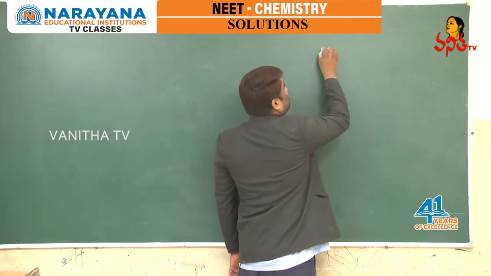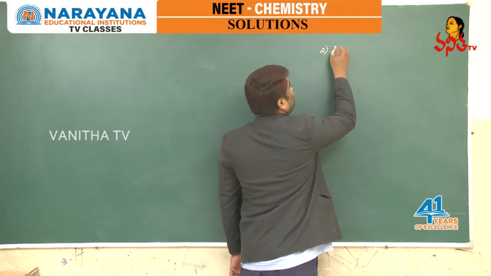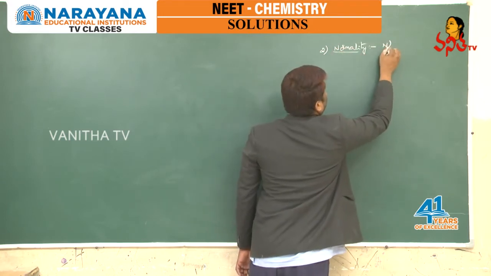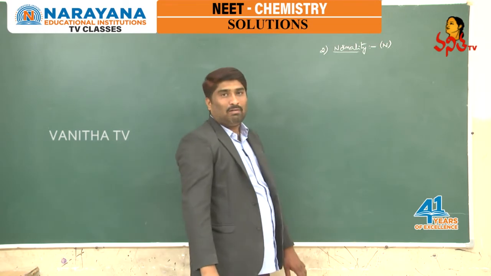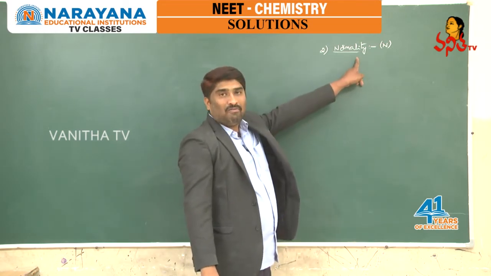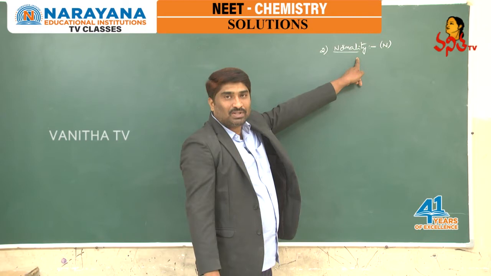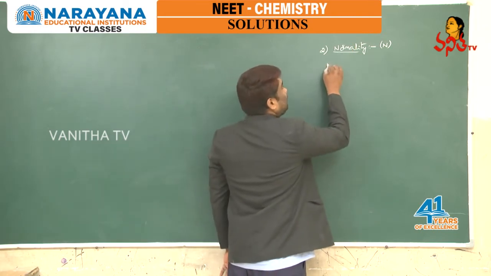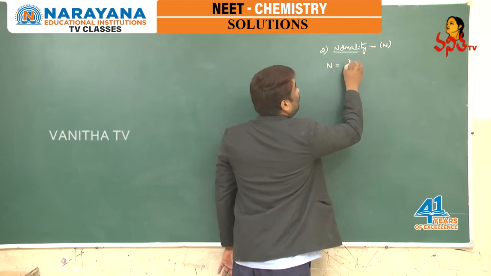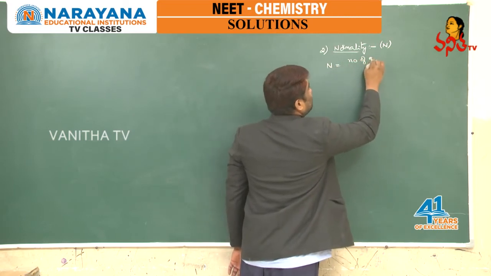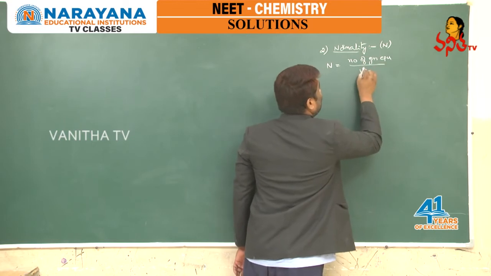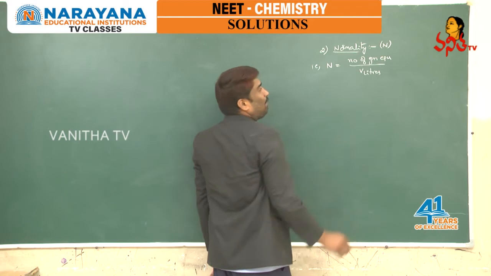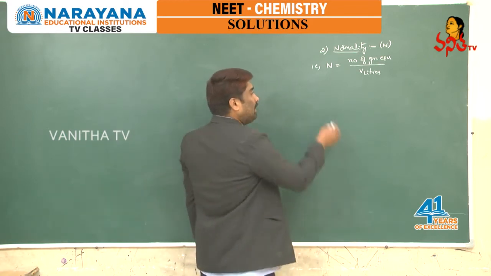The second method of expressing concentration in chemical methods is normality, which is denoted as capital N. How to define normality? The number of gram equivalents of solute present in 1 liter of solution is called normality. That is, normality is equal to the number of gram equivalents by volume in liters.